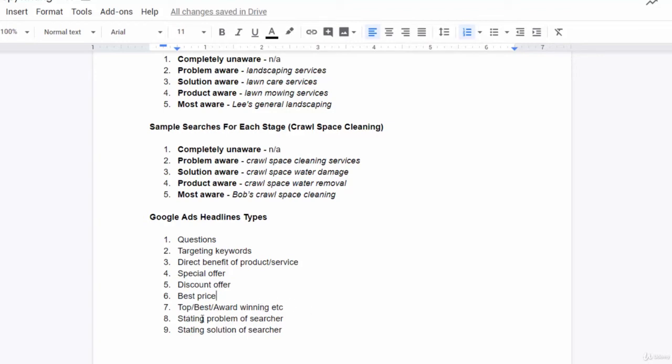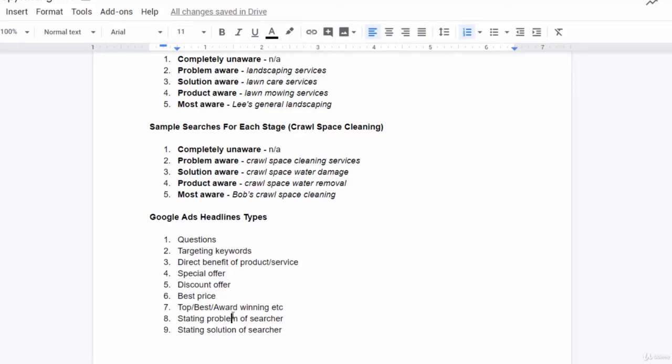And then number 8, stating the problem of the searcher. Hey, are you having trouble with your crawl space? Is your crawl space having bad smells? Things where you're really just stating the problem of the searcher, because you've got to think about when somebody's typing in a specific keyword, for example, crawl space removal, crawl space water removal.